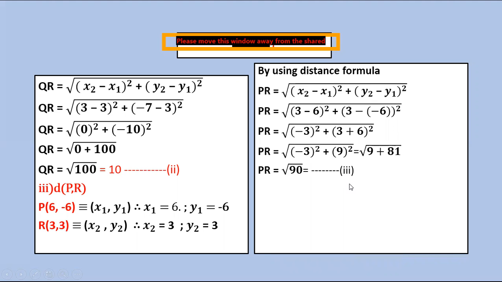From equations 1, 2 and 3, the greatest value is QR, square root of 100. PR is equal to square root of 90 and PQ is equal to square root of 10. The greatest number is square root of 100. Therefore, square root of 100 is not equal to square root of 90 plus square root of 10.